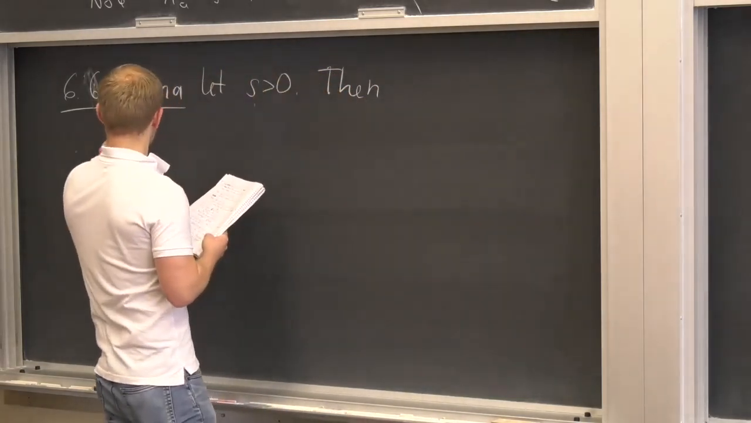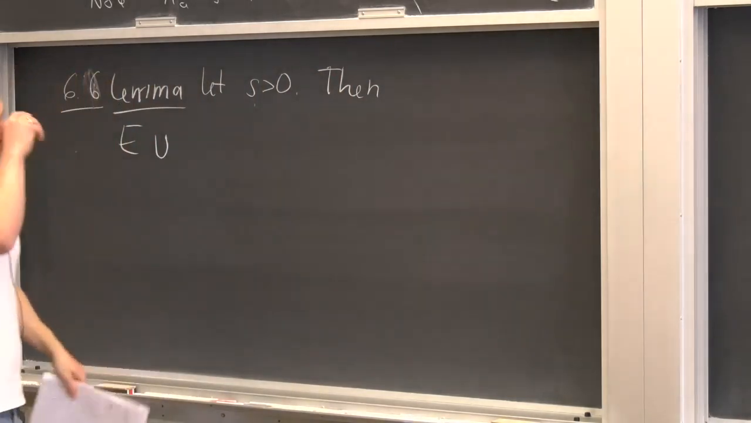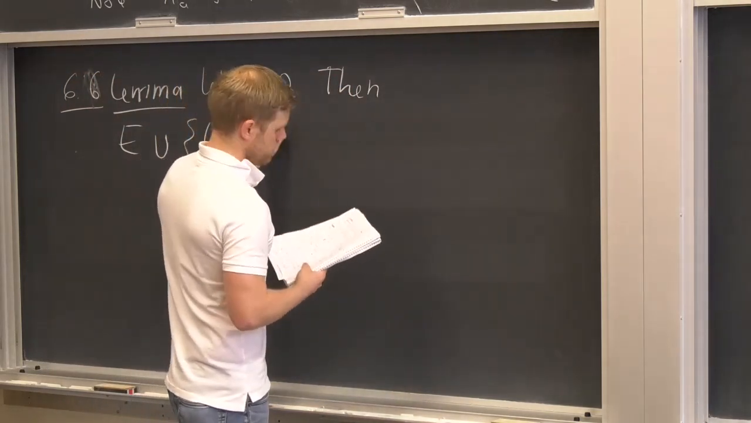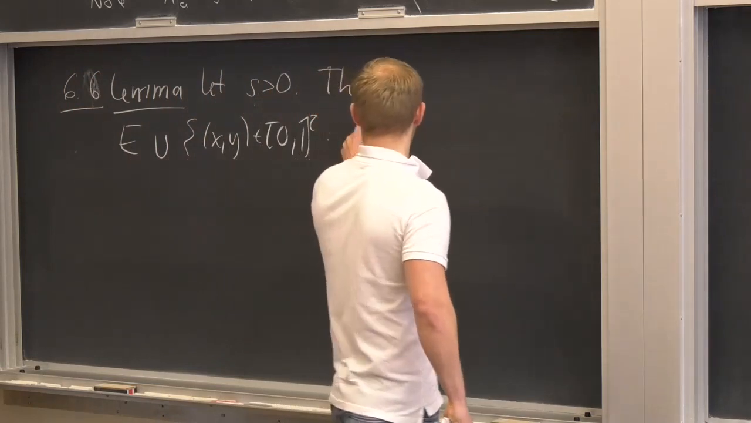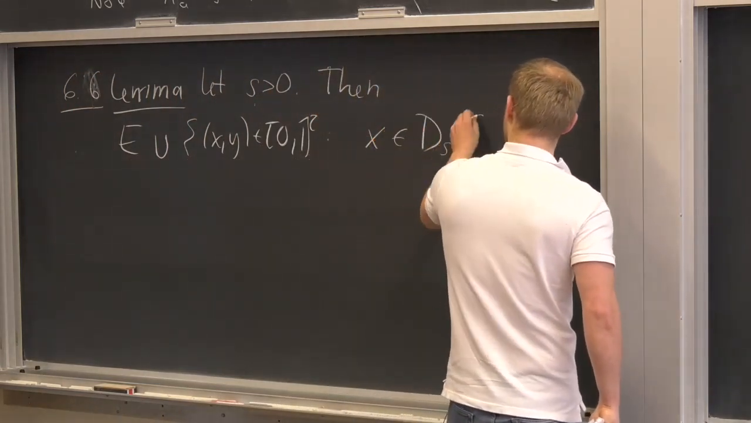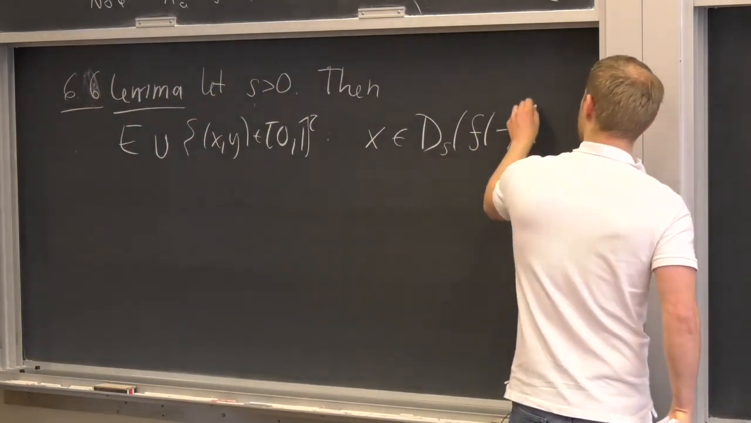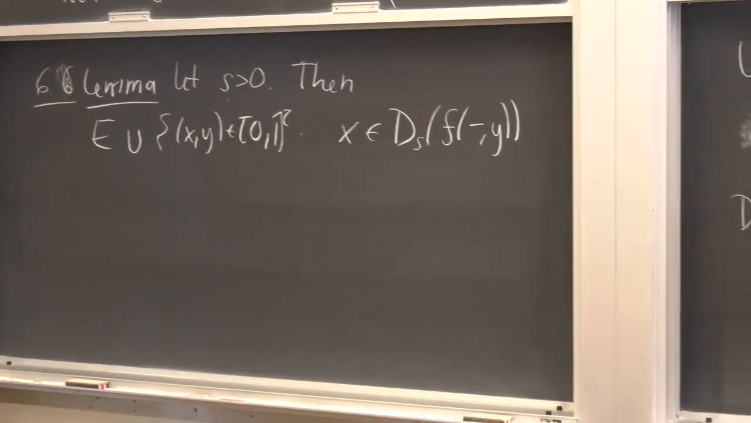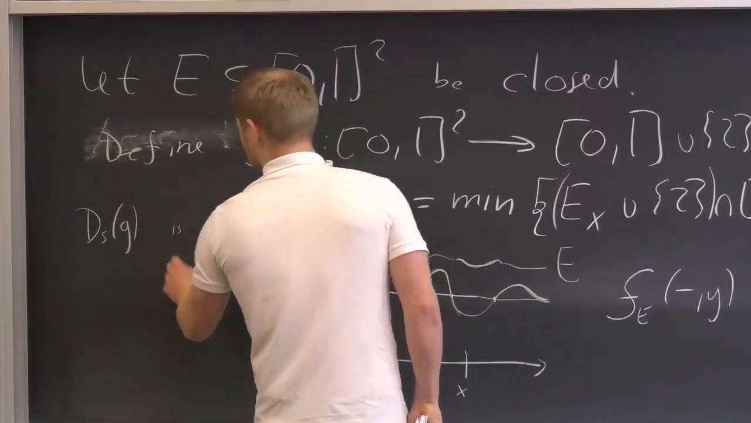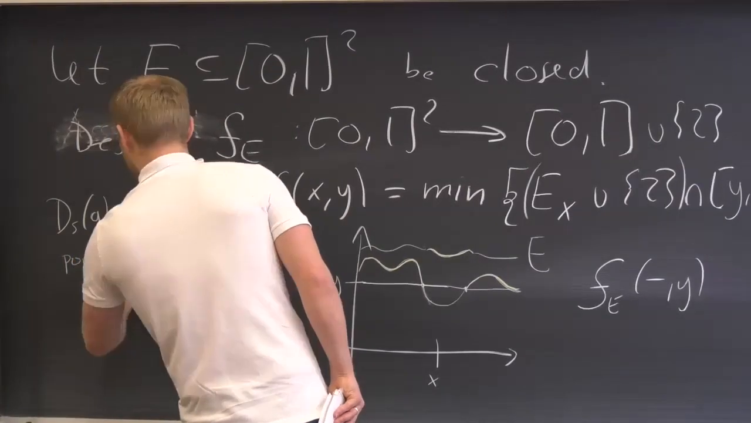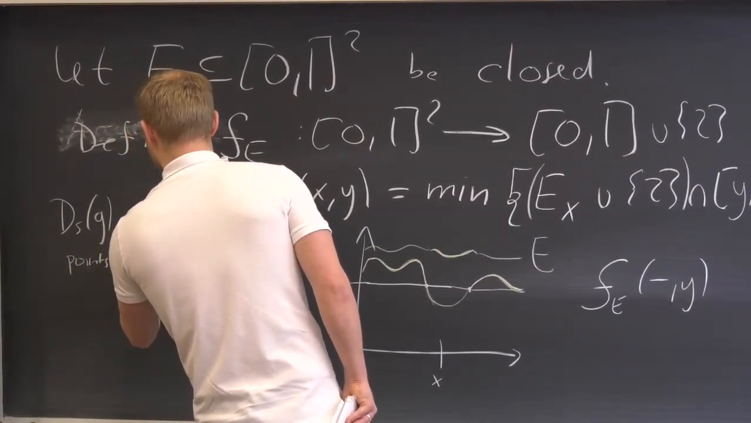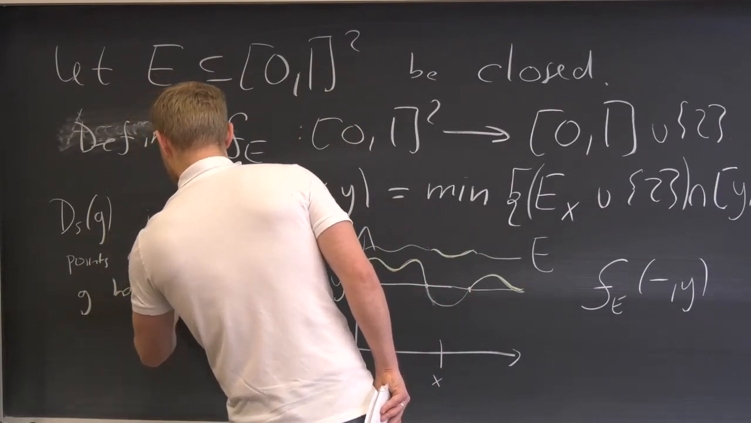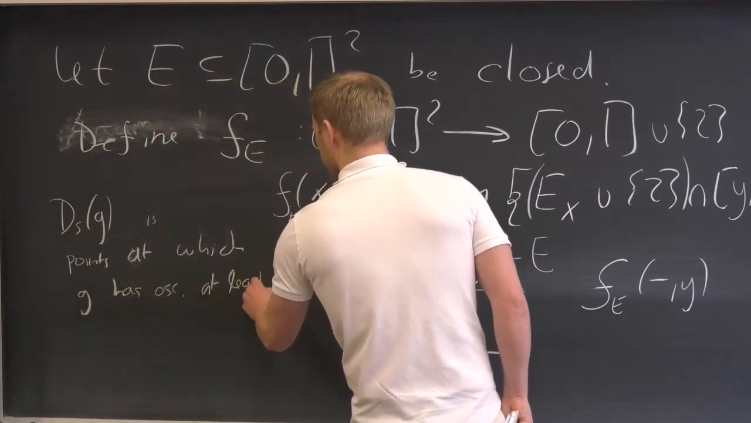What I want to consider is a set of all, I want to take a union of E, and now all the x, y in 0, 1 squared, such that at x, say what I mean by this, I think I didn't have a notation here. I'll write this here. Ds of some function g is the points at which g has oscillation at least s.